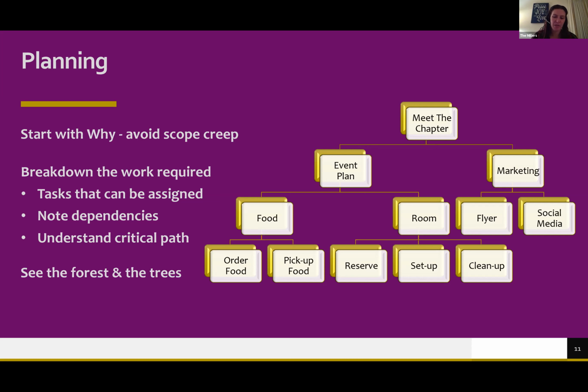As a PM, we have to be detail oriented, but we also have to keep our eye on the prize and the big picture, how it all goes together. So meet the chapter is what you're trying to do, and you need to be excited about that and understand the impact of that. But you also need to make sure that the details, the individual trees, get accomplished. So I'm going to pause here and see if there are any questions before we jump into some additional topics.